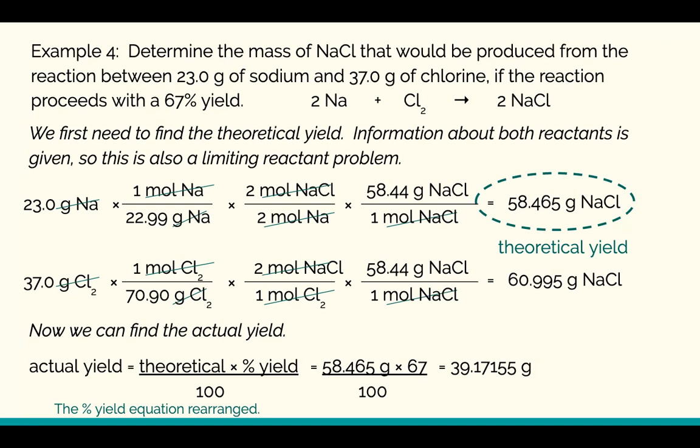39.17155 grams created of sodium chloride, but we need to express that to the correct number of significant figures. In this case, our percent yield of 67 only had 2, so our answer can only have 2. So the answer to the question was that 39 grams of sodium chloride would be produced if there was a 67% yield for this reaction.